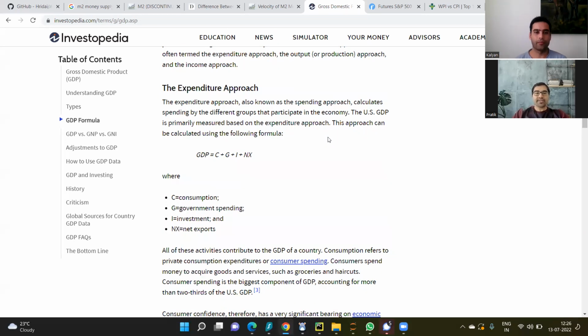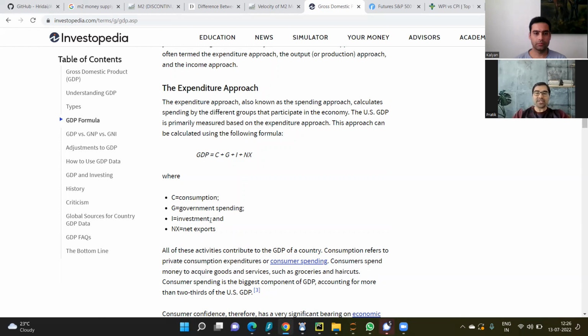From the expenditure approach, you can say that GDP is basically the sum of consumption that we are consuming. We are spending the money, right? There is government spending. Government is also spending some money by taking loans or from its income. Government has its own income from taxes and other sources, so it will also spend money. So let's consider government spending.